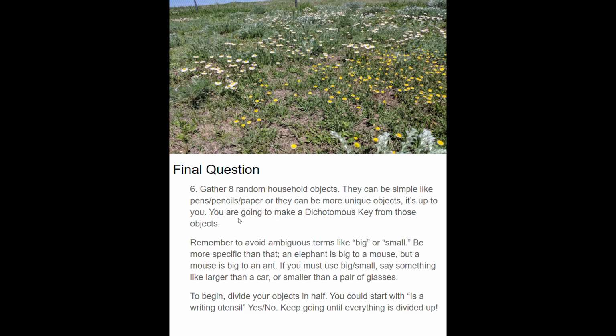Final question. You are going to gather 5 random household objects. They can be simple, like pens, pencils, paper, or they can be more unique objects. It's up to you. You're going to make a dichotomous key from those objects. I have a dichotomous key on the next slide that I'm going to walk you through how I did. You may not use the organisms on my dichotomous key. You do need to make sure that they're your own, okay?